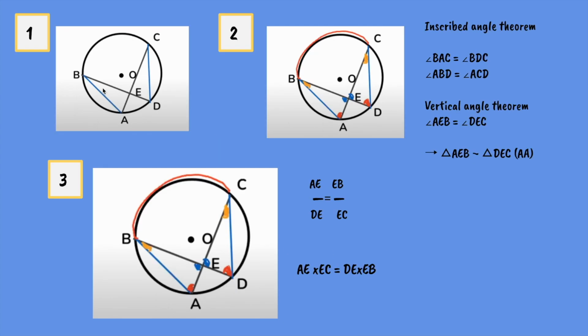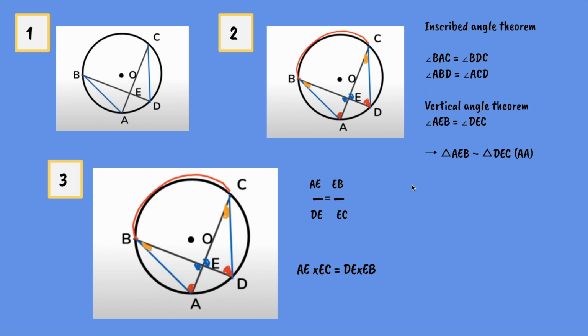So this is the proof. When we draw this blue line, we can make two triangles. By the inscribed angle theorem and the vertical angle theorem, we know that there are three common angles that have the same value as each other. We learned that if two triangles have two same angles, we call these triangles similar. So triangle AEB will be similar to triangle DEC.